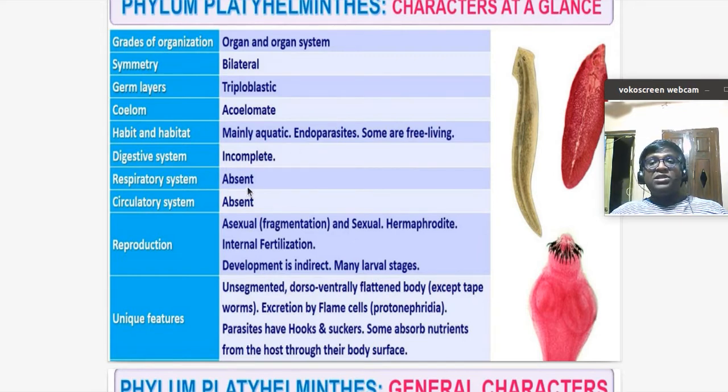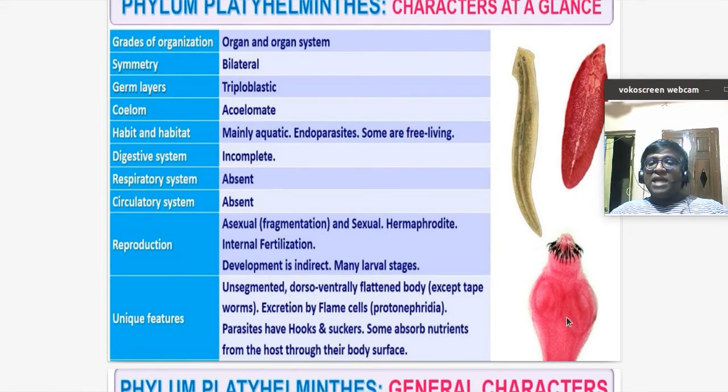Respiratory and circulatory system are absent. So respiration is by direct diffusion. The reproduction is asexual if they undergo fragmentation, especially planaria. So they can completely regenerate into a new form. That total regeneration you can notice in case of planaria. They also exhibit sexual mode of reproduction.